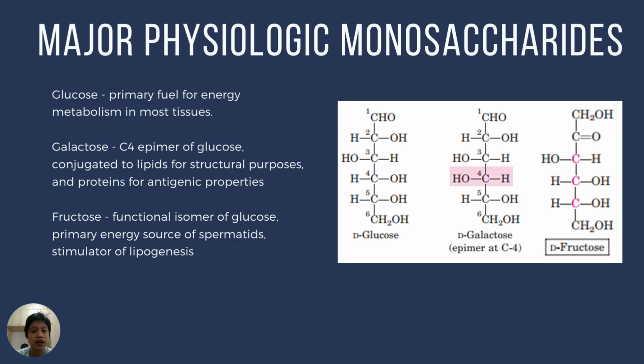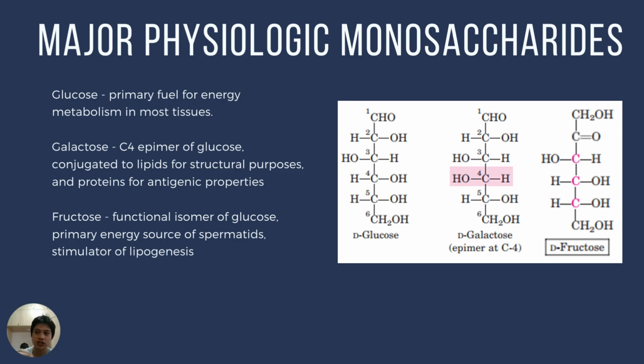such as the lipids in the brain and the lipids forming the myelin sheath. Okay? It's also conjugated or attached to proteins for antigenic properties. So, for example, the immune system determines what is alien and what is host based on the presence of galactose residues. And that is particularly important in red blood cells.